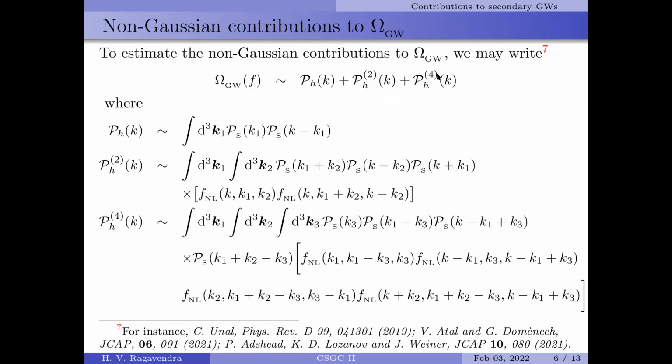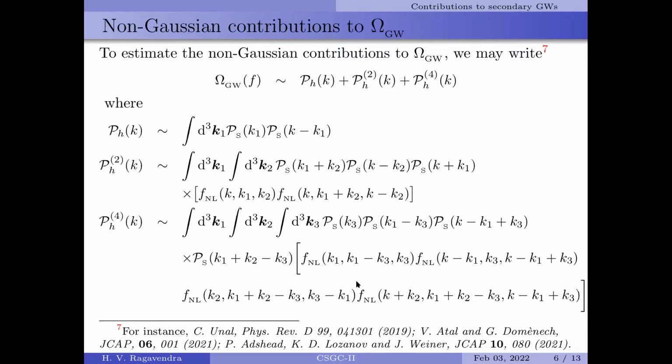And then there will be a higher order term, which is PH4, which shall be proportional to FNL power 4 along with wave number dependences. This again has been known in the literature, but we should emphasize that all the previous attempts have just assumed FNL to be a dimensionless parameter and have treated it outside the integral. We keep the wave number dependence explicitly and evaluate all these integrals along with the wave number dependence of both the power spectrum and FNL.